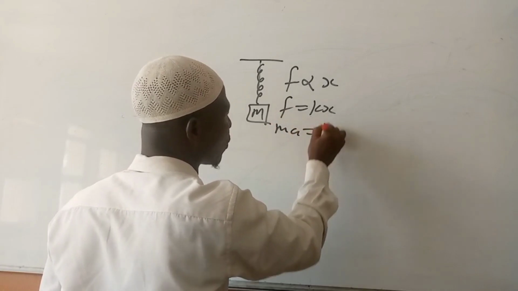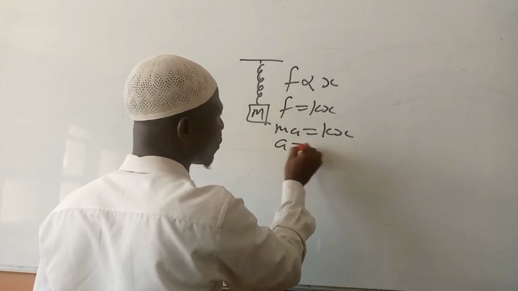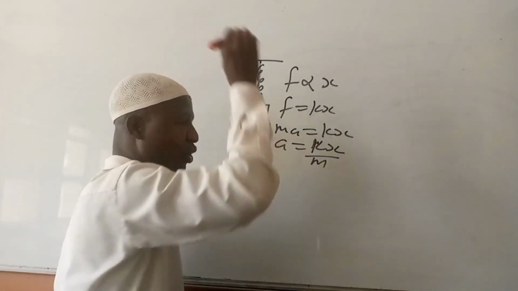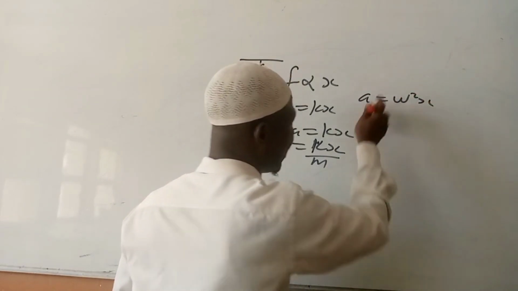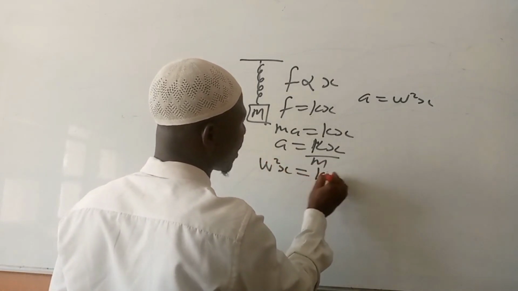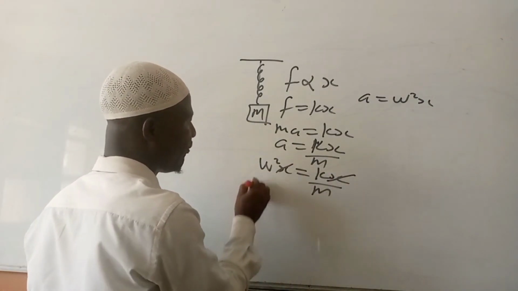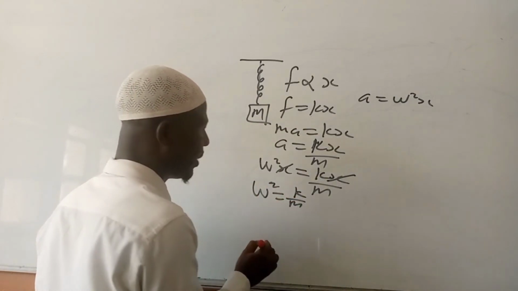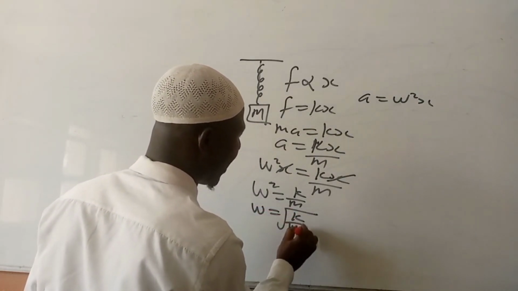Therefore, this F will change to mass times acceleration, which is equal to kx. Therefore, acceleration a is equal to kx over m. Then from our formula for acceleration, we have a is equal to omega square x. Then replace it here. So we have omega square x is equal to kx over m. At the end of the day, this x will cancel this x. So we have omega square is equal to k over m. Then find the square root of both sides. Therefore, omega is equal to square root of k over m.